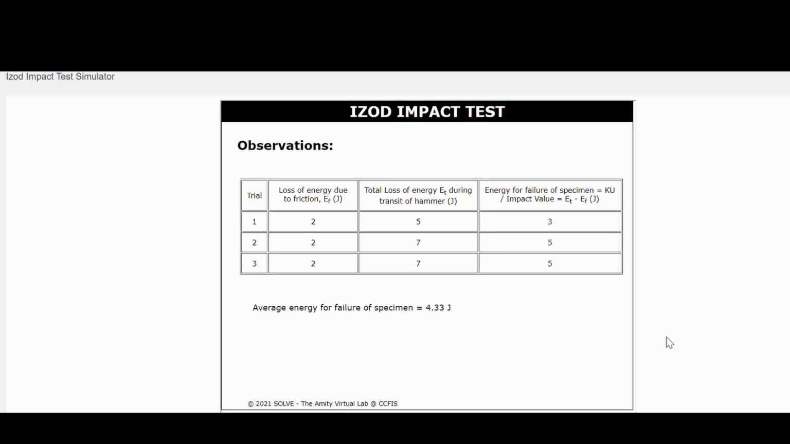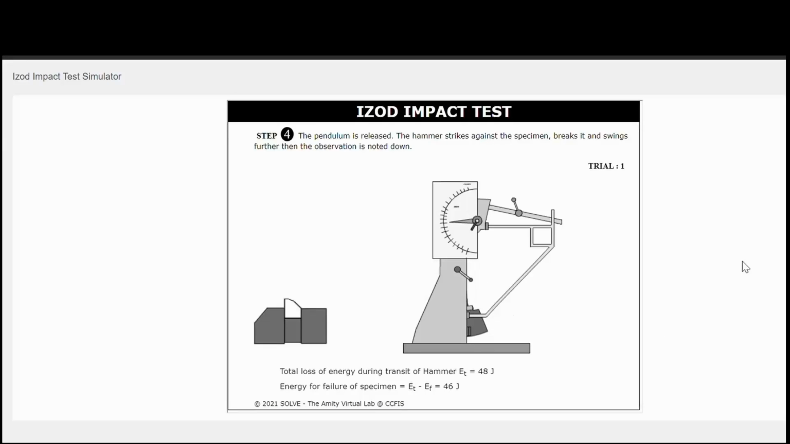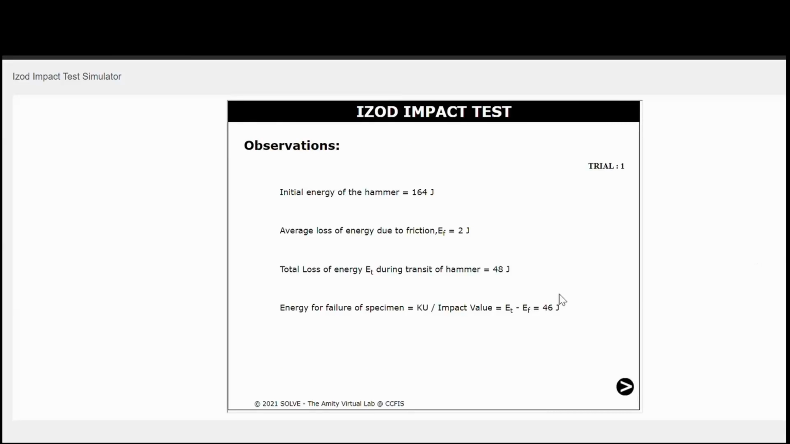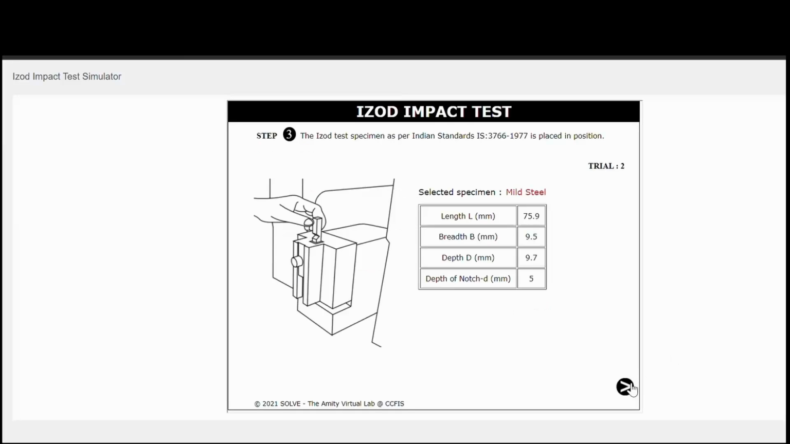Average energy for failure of specimen is 4.33 joule. The observation: initial energy of the hammer equals 164 joule. Average loss of energy due to friction equals 2 joule. Total loss of energy ET during transit of hammer equals 48 joule. Energy for failure of specimen equals KU over impact value equals ET minus EF equals 46.